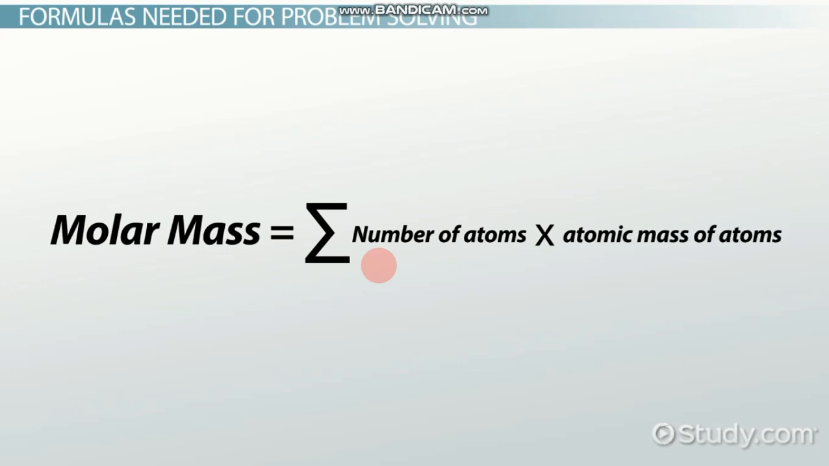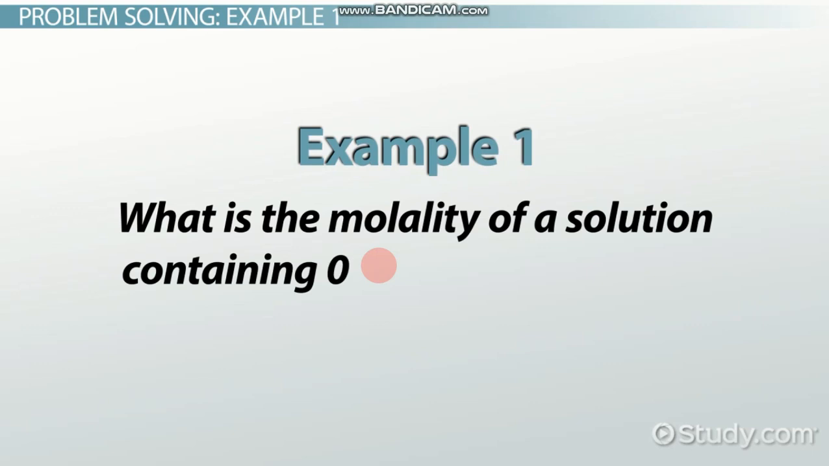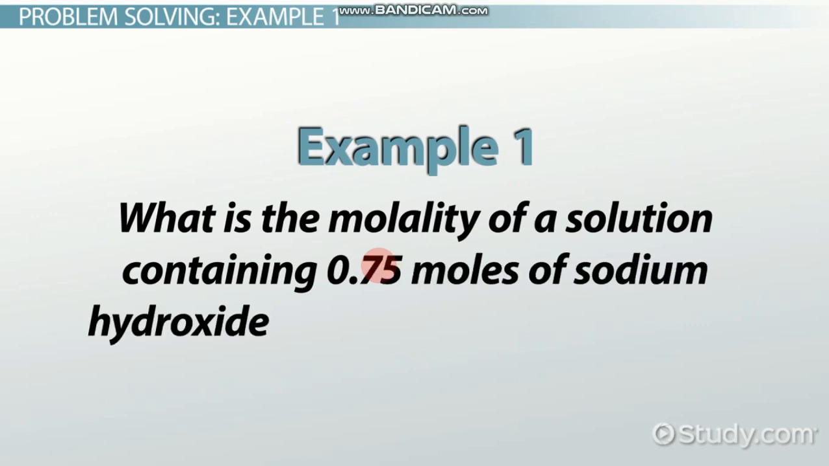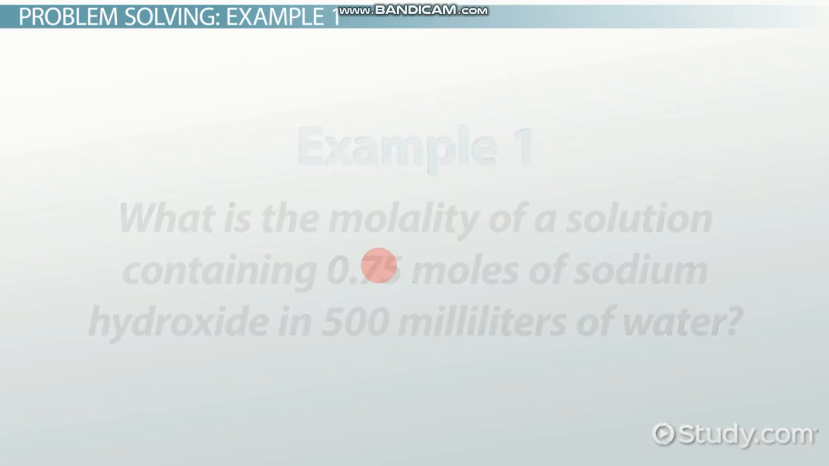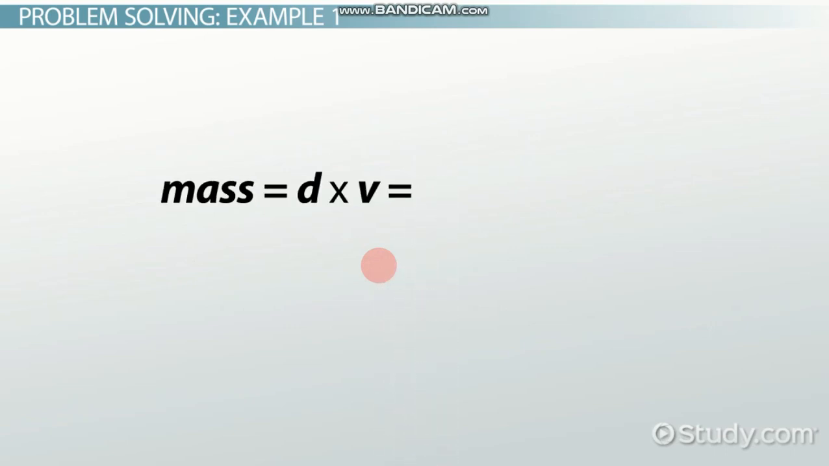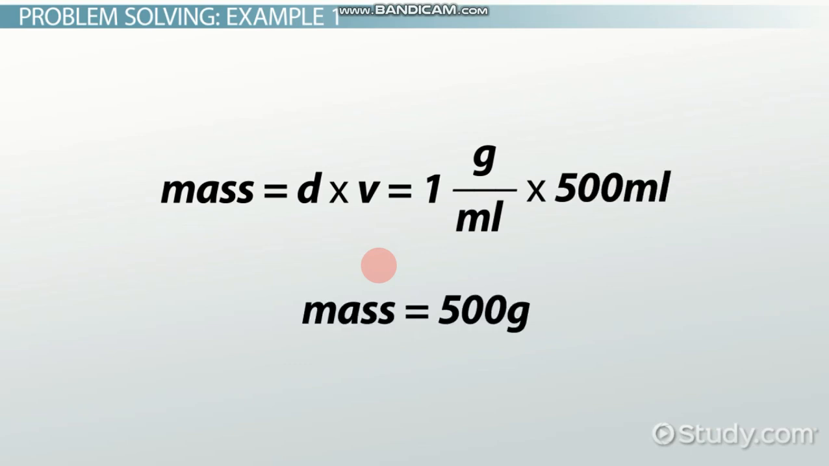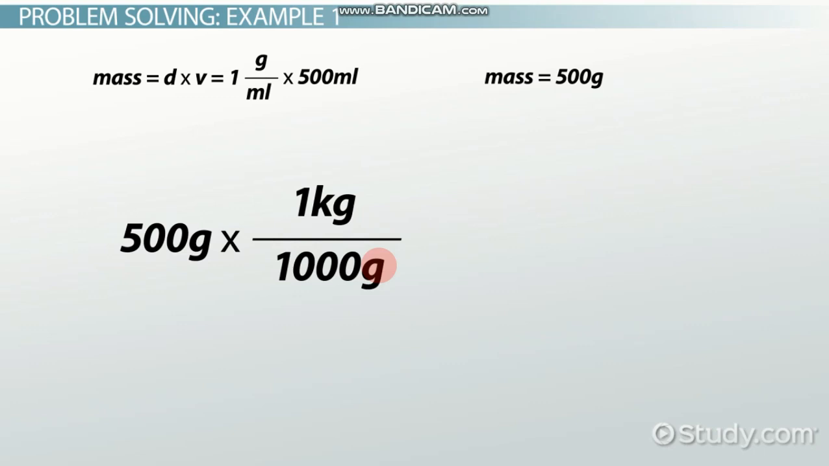Let's go over a few examples of common problems encountered when we want to find the molality of a substance. Example 1. What is the molality of a solution containing 0.75 moles of sodium hydroxide in 500 milliliters of water? The density of water is 1 gram per milliliter. We can find the solution by plugging into the equation of mass equals density times volume equals 1 gram per milliliter times 500 milliliters. Therefore, mass equals 500 grams. Convert the grams to kilograms by multiplying 500 grams times 1 kilogram over 1,000 grams. This equals 0.5 kilograms of water.